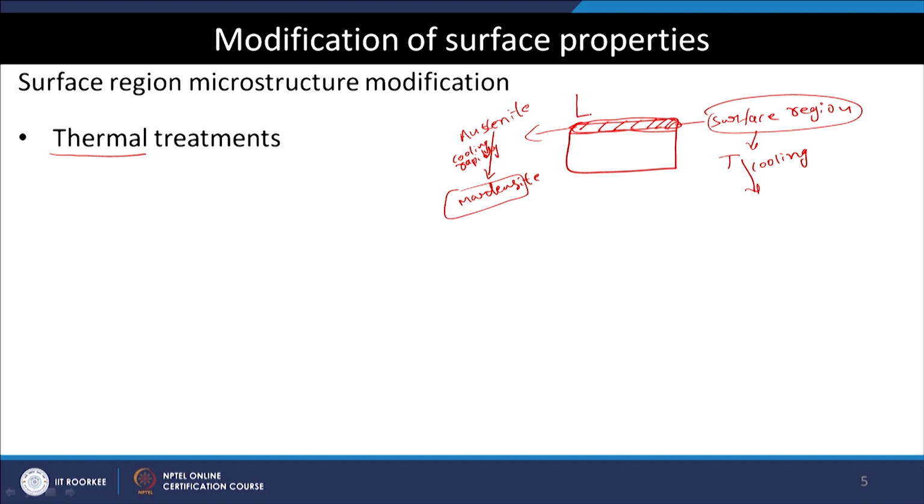You can have either an induction heating of only the surface. So, I travel this induction heat source so that it heats the surface and then produces the required temperature rise, and then it gets cooled the moment you move the heat source away. Or you have a laser. So, you have a laser beam which is being passed on the surface. This will heat up a skin of the material to a very high temperature, and as it moves away it cools very rapidly. So, that is the thermal treatments.